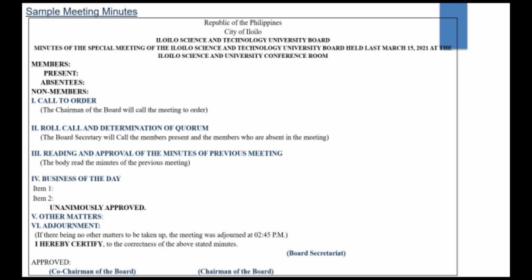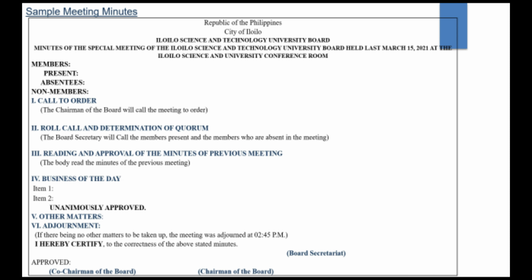And the third part is reading and approval of the minutes of previous meeting. So the body read the minutes of the previous meeting. And the fourth part is the business of the day. It may include item 1 or item 2 and many more. It must be at the end unanimously approved. And the fifth one is the other matters. And the last part is the adjournment.